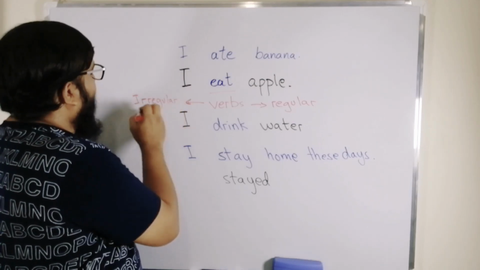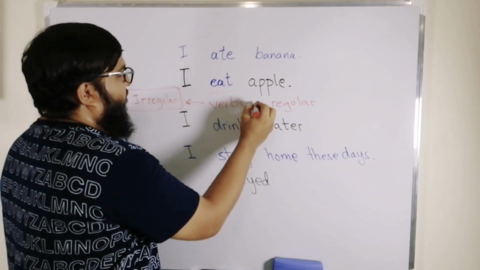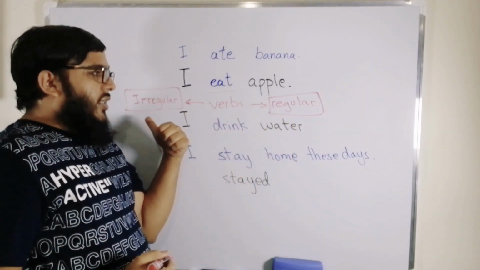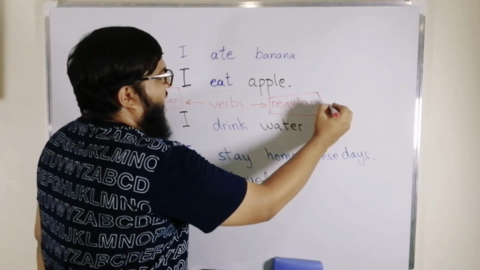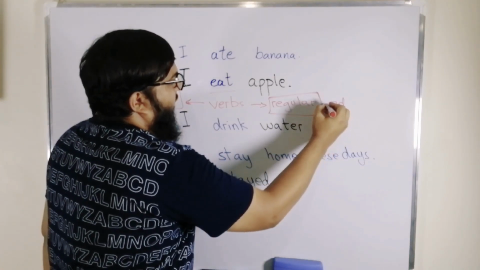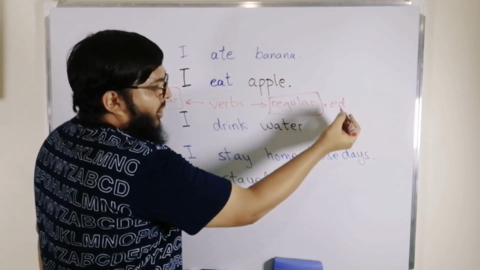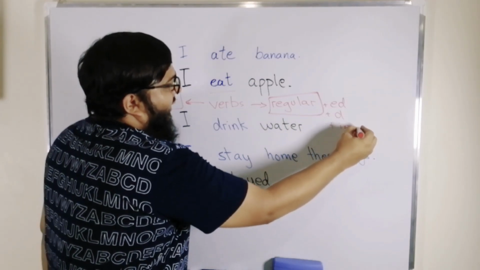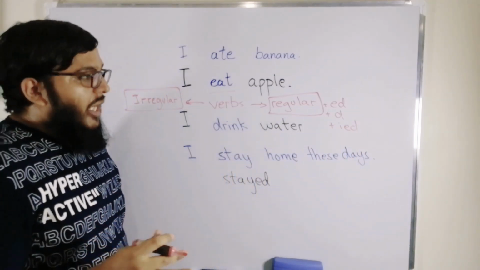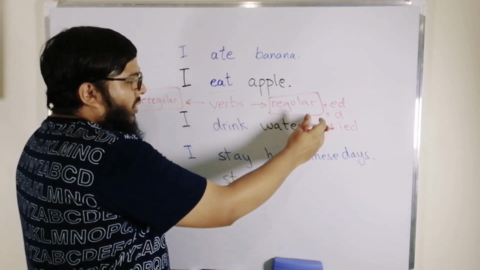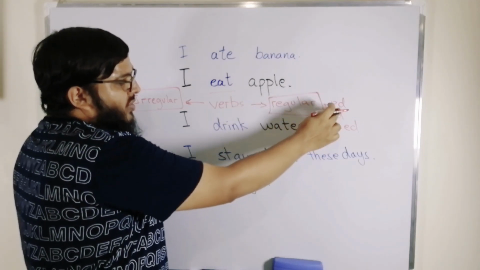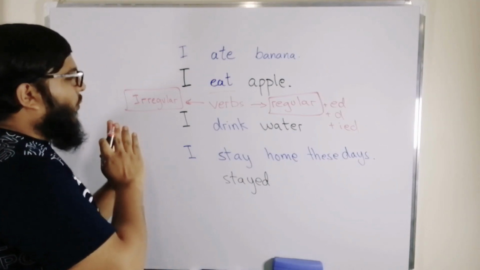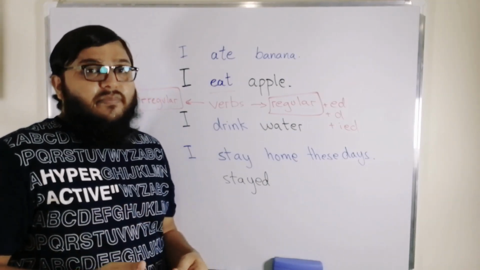So two kinds of verbs we're learning today: regular and irregular. Regular verbs always have ed at the end of a verb in the past, or sometimes only d, or sometimes ied. As per the spelling rule, I will let you know later that regular verbs ending in the past is always ed, d, or ied. And when you talk about irregular, there is no rule for them. You have to learn by yourself.